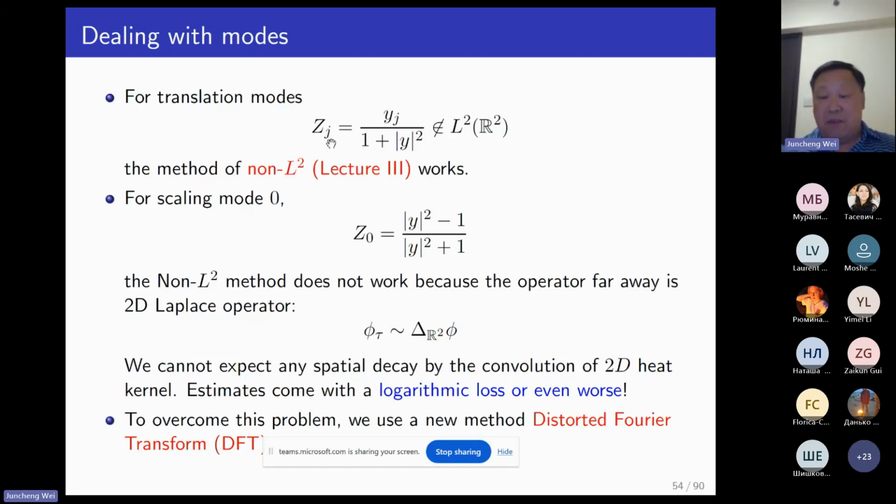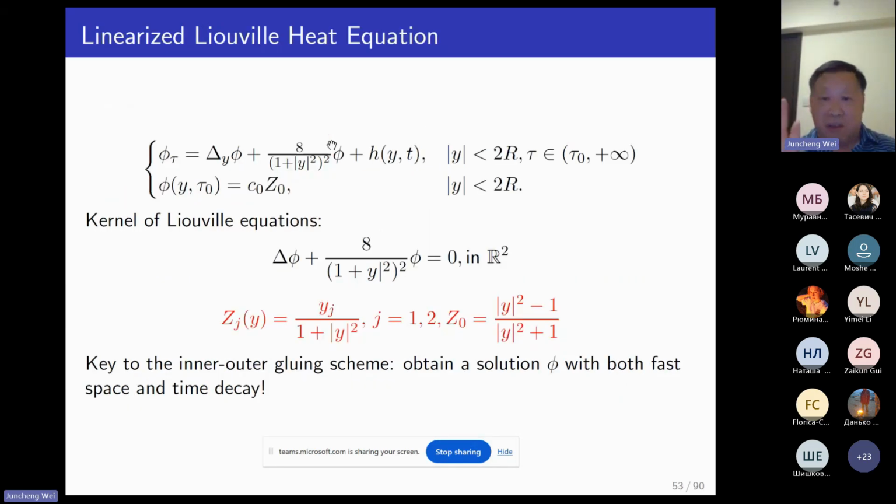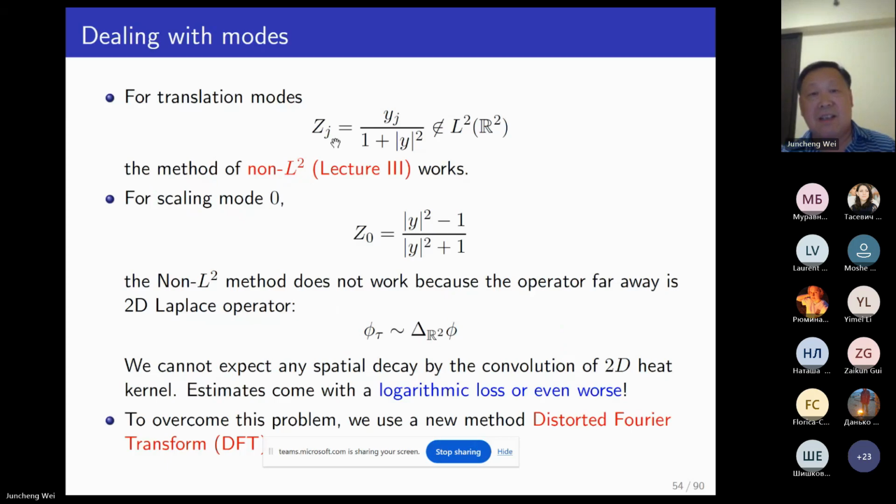For these problems, all the modes are not L2. Even the translation mode is just 1 over r, which is not L2. And the scaling mode is not just not L2, it's just bounded. At infinity it is constant, because the operator far away is 2D Laplace, and we don't expect any special decay for 2D Laplace, and we expect to lose some logs.